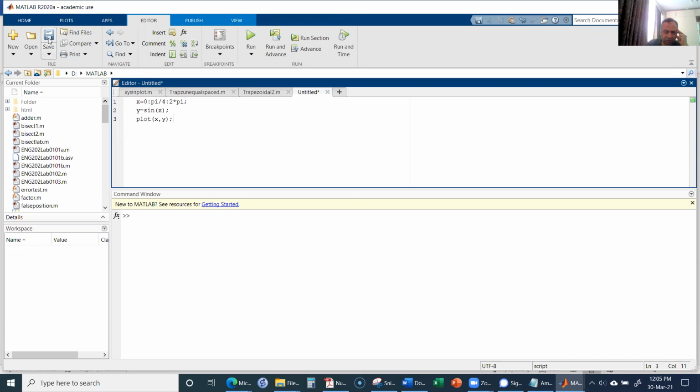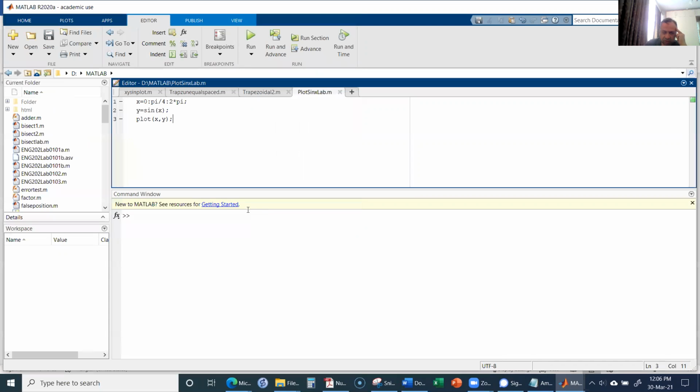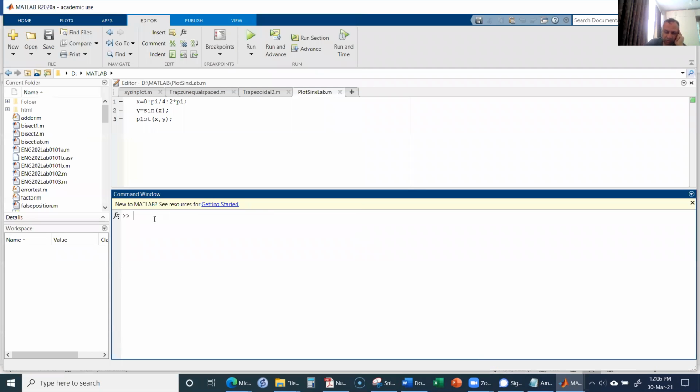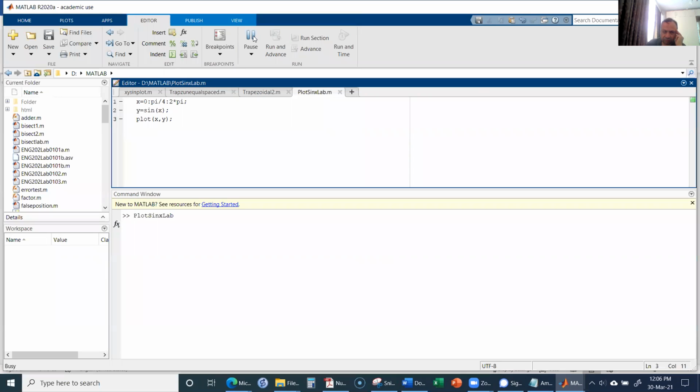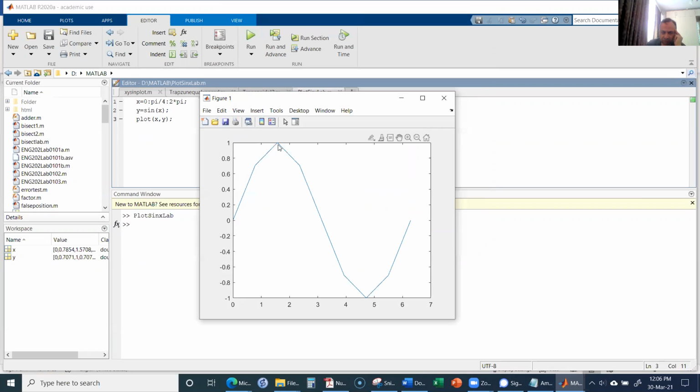So let me save this small script as plot sine x lab. Plot sine x lab. That's this. And let me run this script. I will run this script and it will plot it like this.